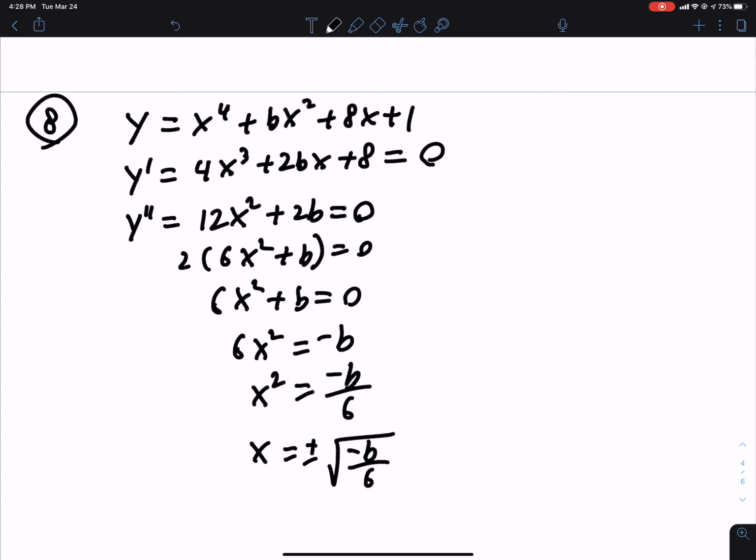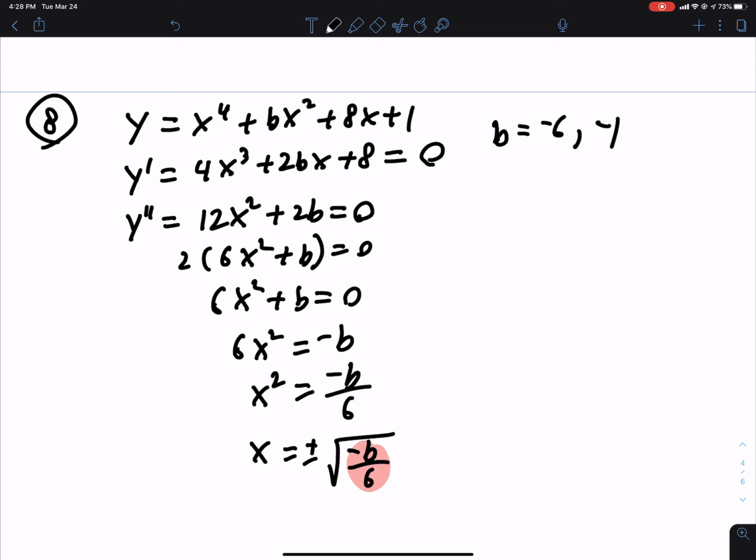Now, this has to be a real number. So therefore, the number inside must be a positive number. To be a positive number, b would have to be negative. So now we have narrowed down our answer choices. b has to be negative so that this will come out to be a real number. We're left with b is -6 or -1, because those are the only answers left that match this.